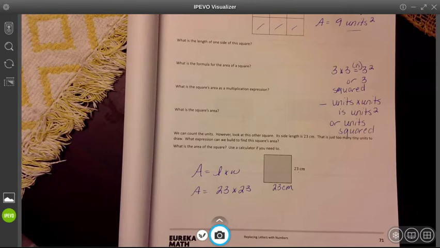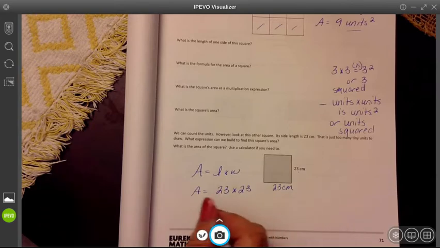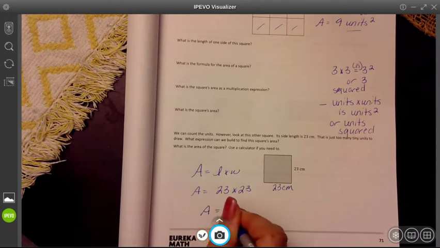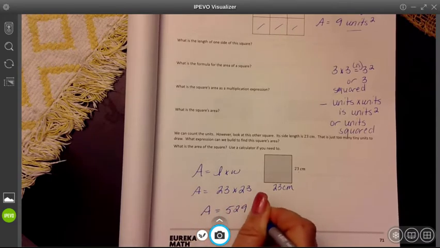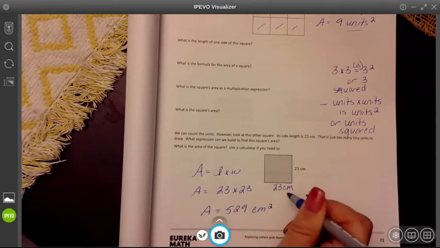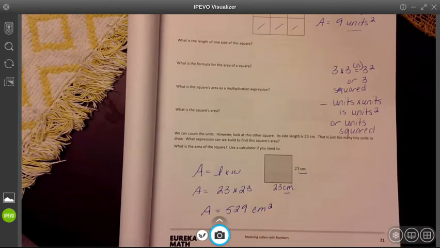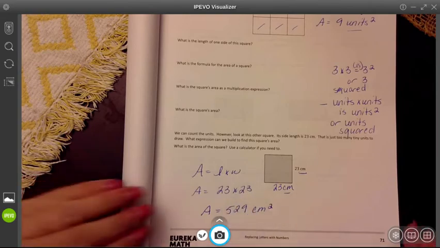So you can use your calculator and do 23 times 23, and you will get the area equals 529 centimeters squared. Now we have a measurement. We have centimeters, so it will be centimeters squared. So again, we had numbers. We replaced the length and the width with the numbers.